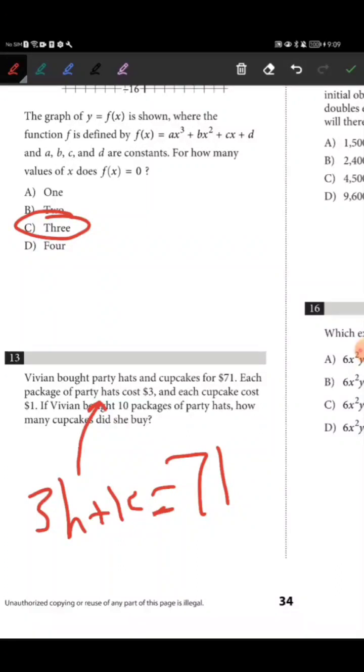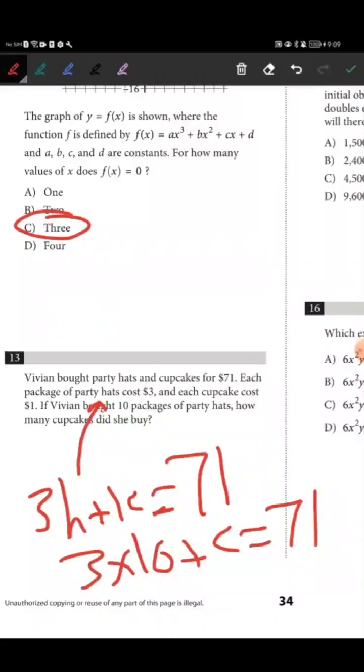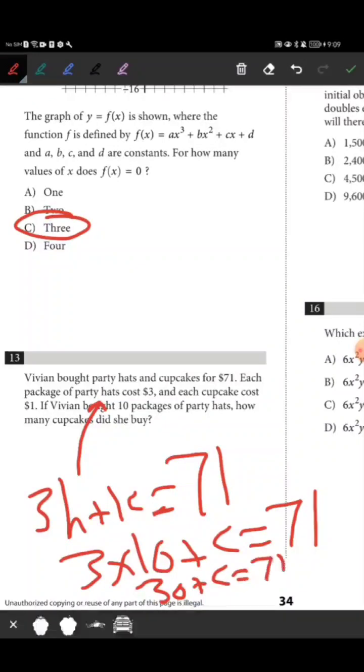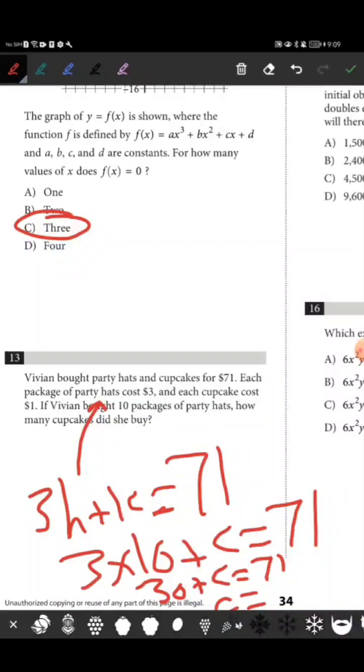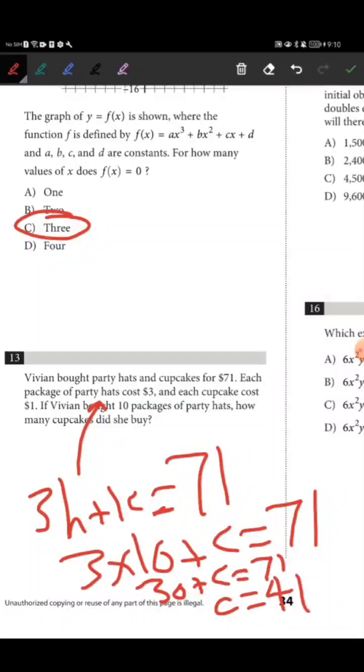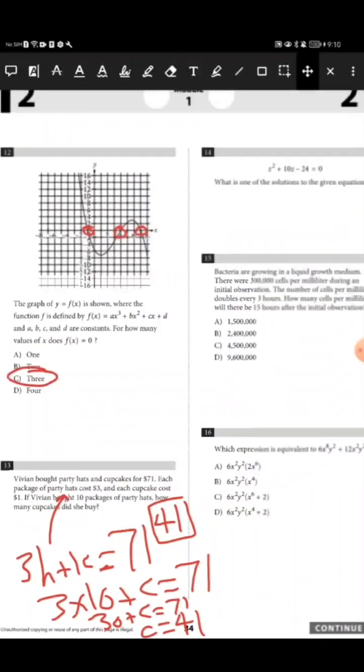If she bought 10 packages of hats, so 3 multiplied by 10 plus c equals 71. So it's gonna be 30 plus c equals 71. Then c is gonna equal, we can use the calculator here, 71 minus 30, it's gonna be 41. So the answer is 41. These are the number of cupcakes that she bought.